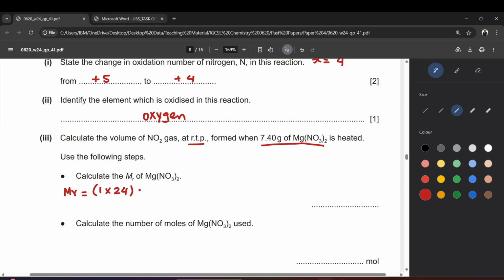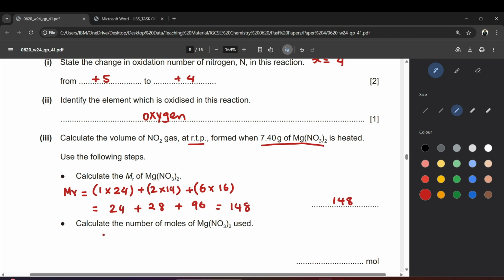So 1 multiplied by 24. Nitrogen, so you need to take this into account. So that will be 2 times 14. So we have two nitrogen atoms and its AR value is 14. For oxygen, we have 2 times 3, 6 atoms. So 6 times 16. So 6 multiplied by 16 will be 96. And when you add them up, you would get 148.